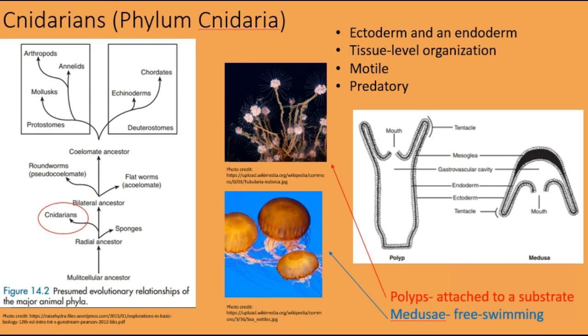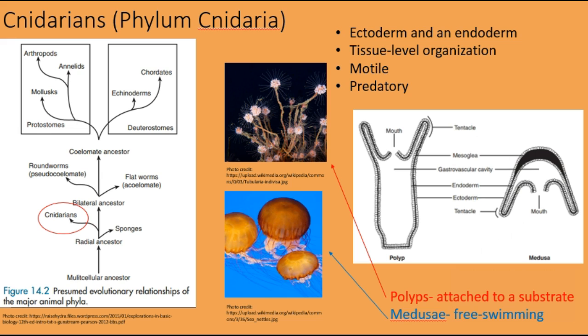Cnidarians, phylum Cnidaria, include jellyfish, sea anemones, corals, and hydroids. Cnidarians have an ectoderm and an endoderm. The endoderm is also called a gastrovascular cavity because in this sac-like organism, the endoderm lines the gut. We referred to Cnidarians as having a tissue-level organization because there is no mesoderm that gives rise to the organs.